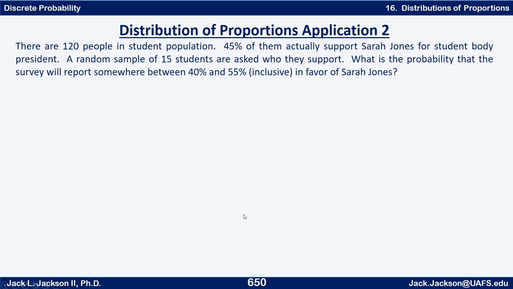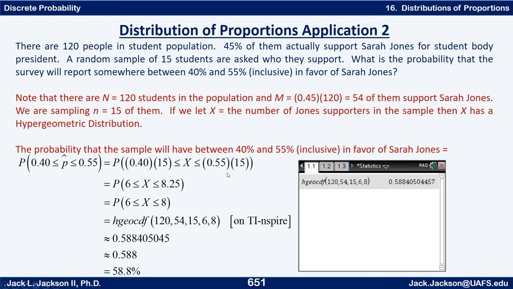Okay, well, if you're back here, let's take a look at what we got. Notice there is a finite number, 120, of students in the population, capital N, and it is known. Capital M is 45% of that 120, so that's 0.45 times 120, which is 54 of them who support Sarah Jones. And of course, this would always have to be rounded off to a whole number, which it worked out to be a whole number this time. We're sampling n equals 15 of them.